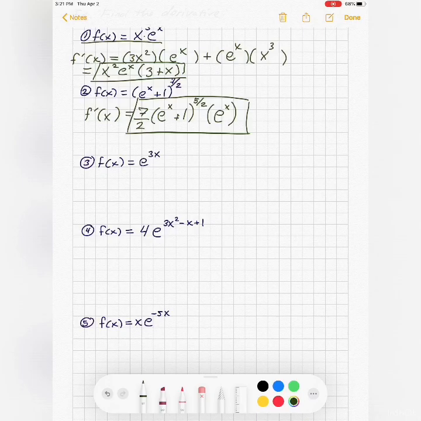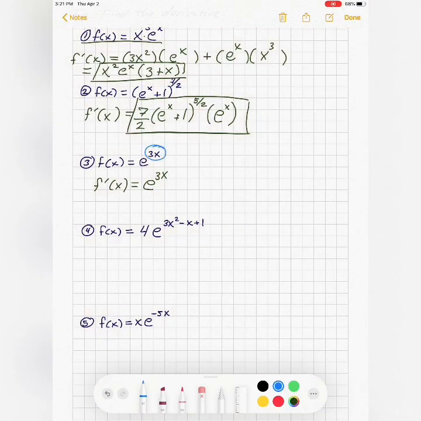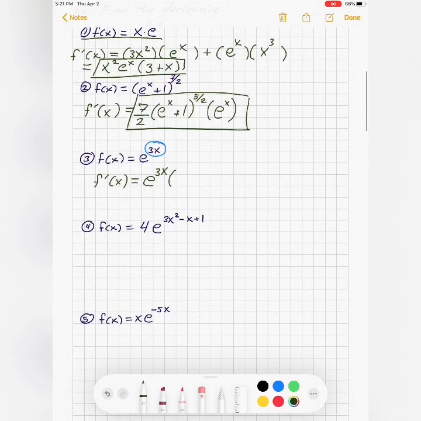Okay, what about number 3? Okay, so I treat this using the chain rule. So derivative of the exponential is just the exponential, but then I have to differentiate the inside. So here I'm thinking about the inside as the exponent, or I'm thinking of the exponent as the inside. So that means I have to attach here the derivative of the inside, or the derivative of the exponent, which is just 3. So 3e to the 3x. Looks like so.